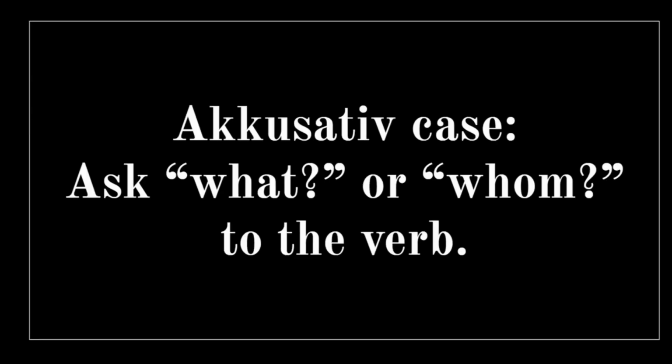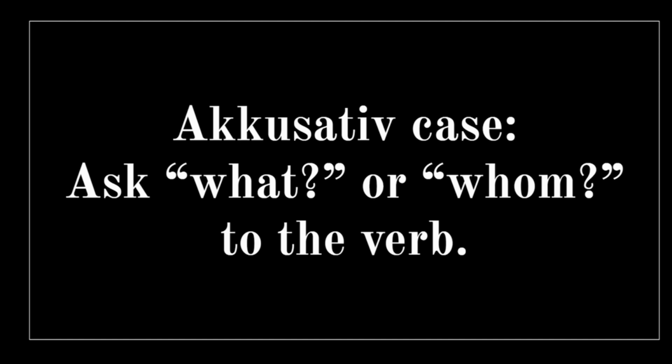Now that we know the articles in accusative, let us try to understand how to decide whether the object in a sentence is accusative or not. When we ask the question what or whom to the verb, if there is any answer, then that object is the accusative object. Accusative object is also called a direct object. Why? Because it is directly involved in the verb's action. Now, whether to ask the question what or whom depends upon the type of object.